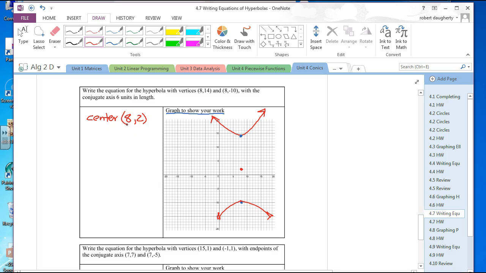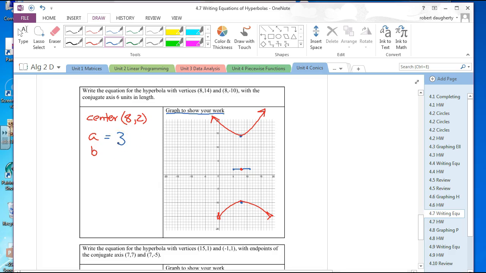Now, how do I find a and b? Which of the axes, what's the vertical axis? That's the transverse. The conjugate is horizontal. So if it's 6 units in length, it's going to go how far on that side and how far on the other side? Yeah, 3 and 3. So what is a? a is 3.